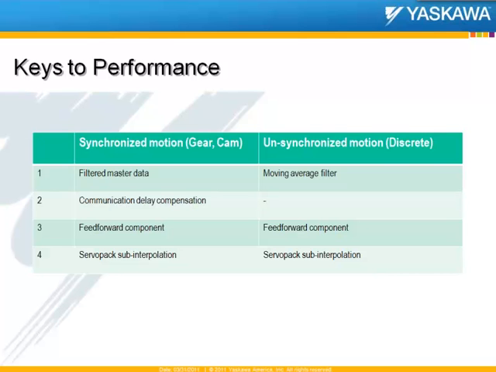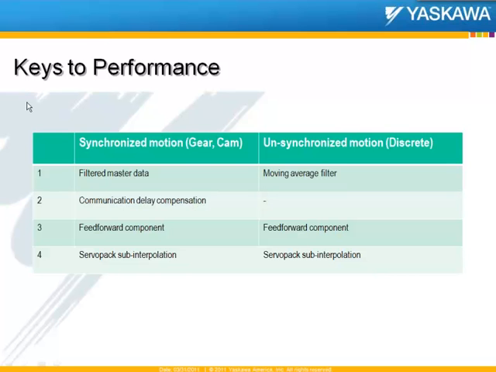Some of the keys to performance are listed on this slide. I split my motion into two categories. The first one, on the left, is synchronized motion, meaning gearing and camming. The second, on the right, is unsynchronized motion, which means your axis is independent. It is not dependent on another axis or any other signal. It is a discrete motion, for example, move absolutes or move relatives.